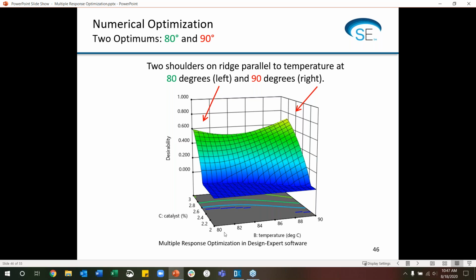Picture-wise, this is a graph of desirability. Now, I don't usually graph desirability because it's not the response that I'm interested in, but just to show you the two peaks that we're seeing here, one at the 80 degrees and the one at the 90 degrees, it's a good display in this case. But the real graphs that you'd want in your reports are the graphs of the responses themselves.